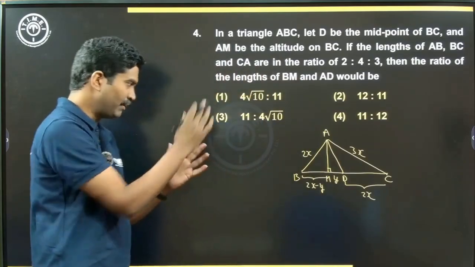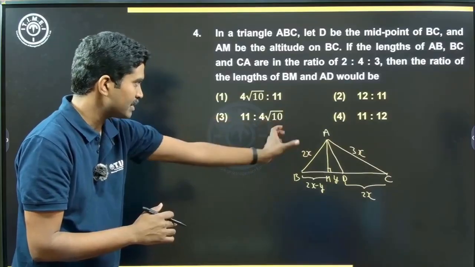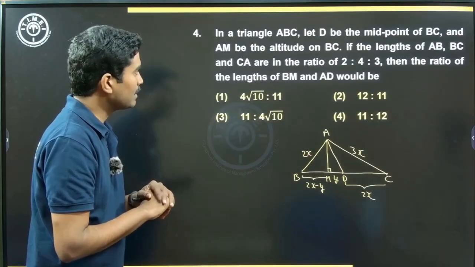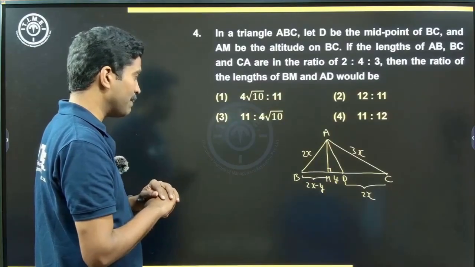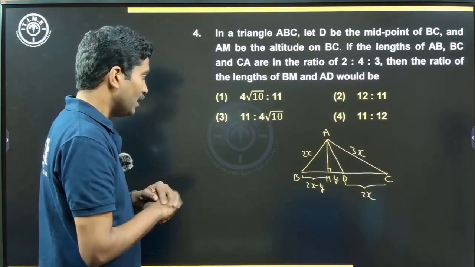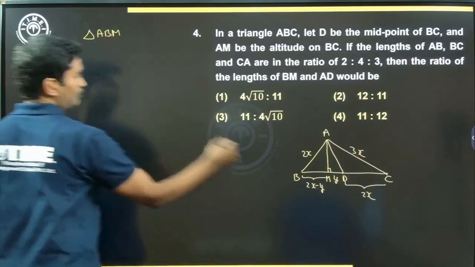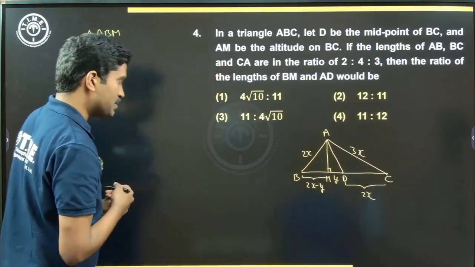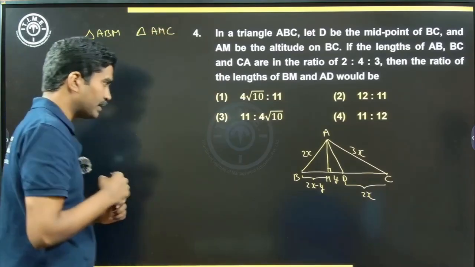That's the triangle that we have. ABC is the triangle. AB is 2x, BC is 4x and AC is 3x. AM the altitude and AD is the median, right? Now the ratio of the lengths of BM and AD, we need to find BM and we need to find AD. Okay, focus on triangles ABM, which is a right angle triangle, and triangle AMC. We'll see soon why we are doing that.